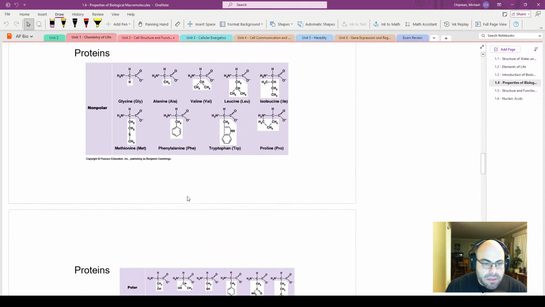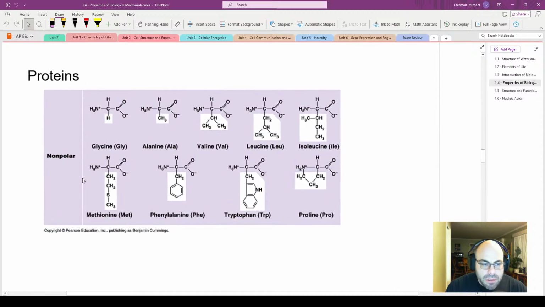And here's the amino acids. So this shows you the R groups. I actually saw a question on a practice exam that said, "What atoms is a carbohydrate composed of?" So that's not a bad question.